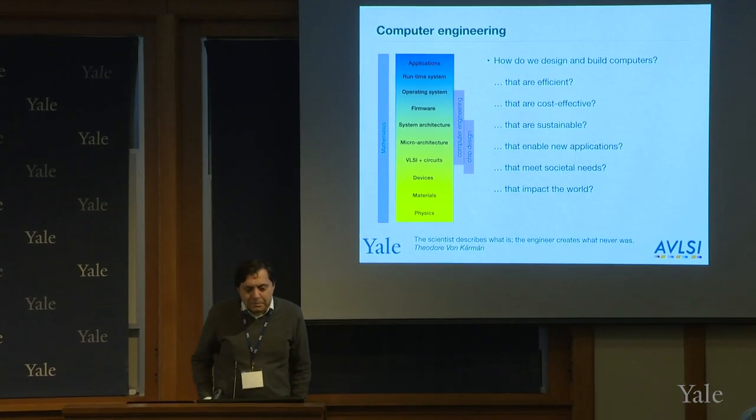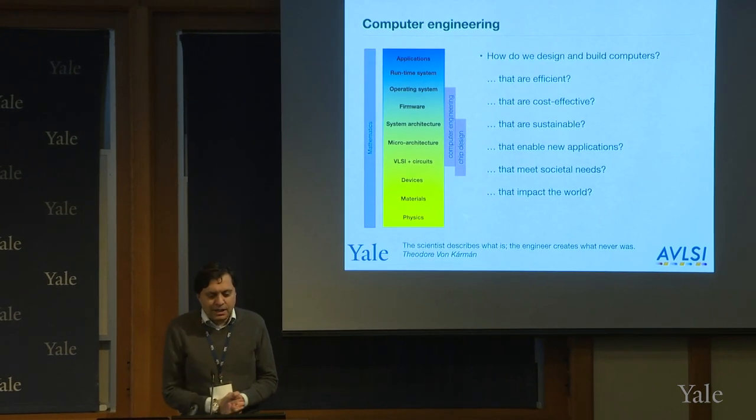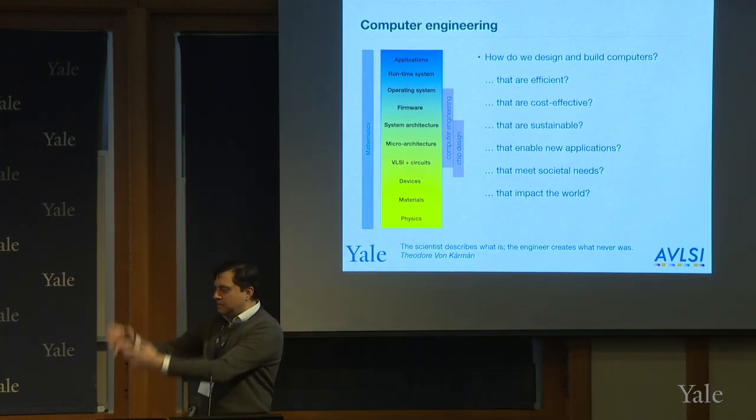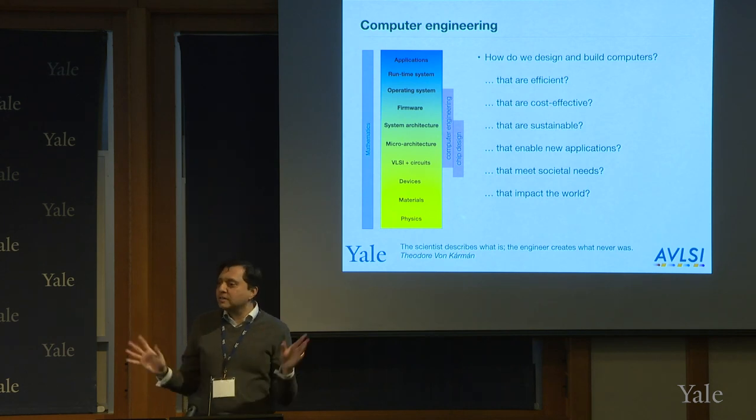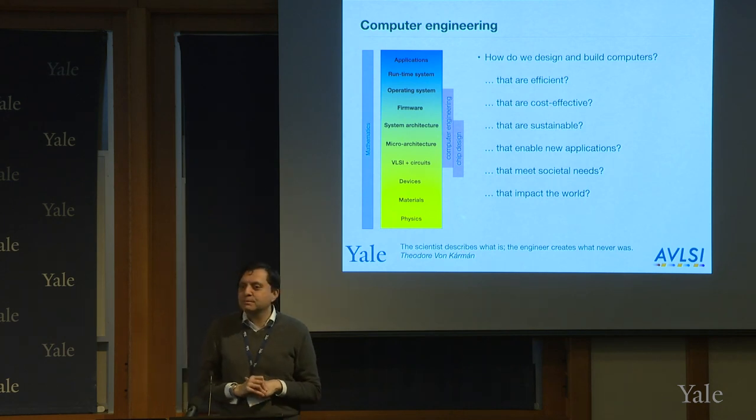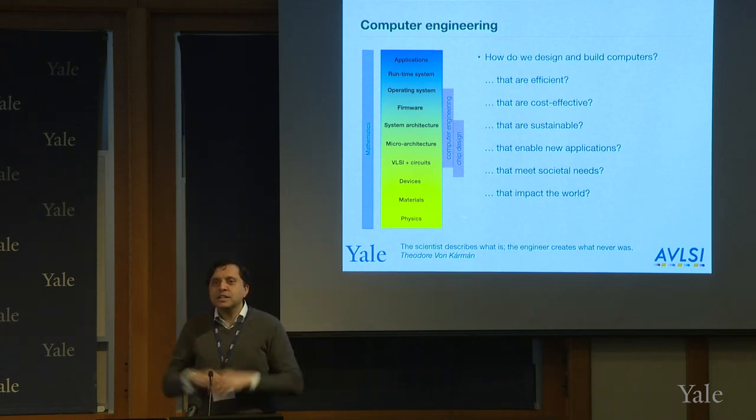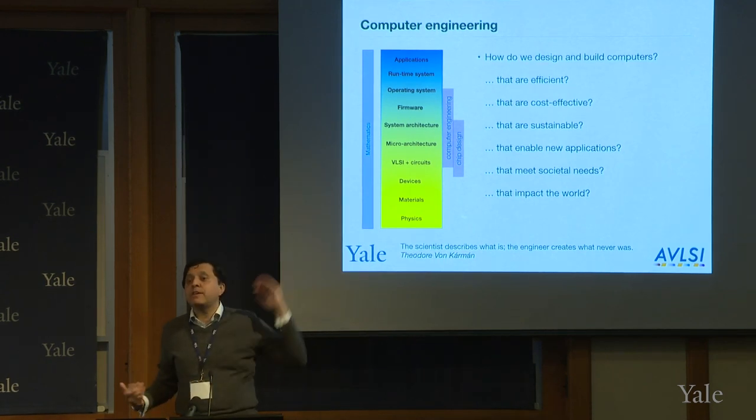So I'm a computer engineer. What does that mean? We design and build computers. Most people think of this as a very formulaic process, but I would argue it's more like art rather than science, because it's a creative process. You're trying to see if something's a good idea or not. And this design can happen at many different levels of abstraction.